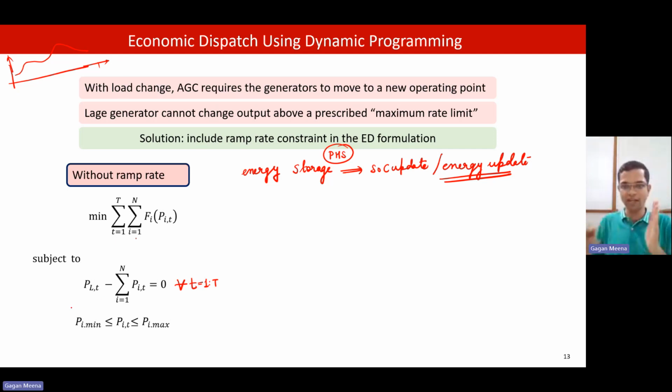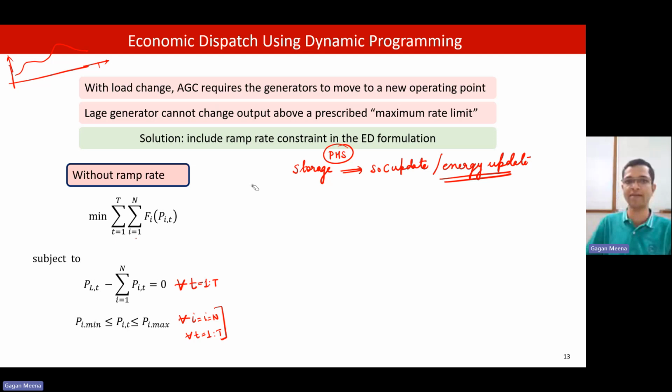At each time block, the load is equal to the summation of all the generators. And the generation for each time block, for each generator i, has to be between its minimum and maximum limit. This is without ramp rate.